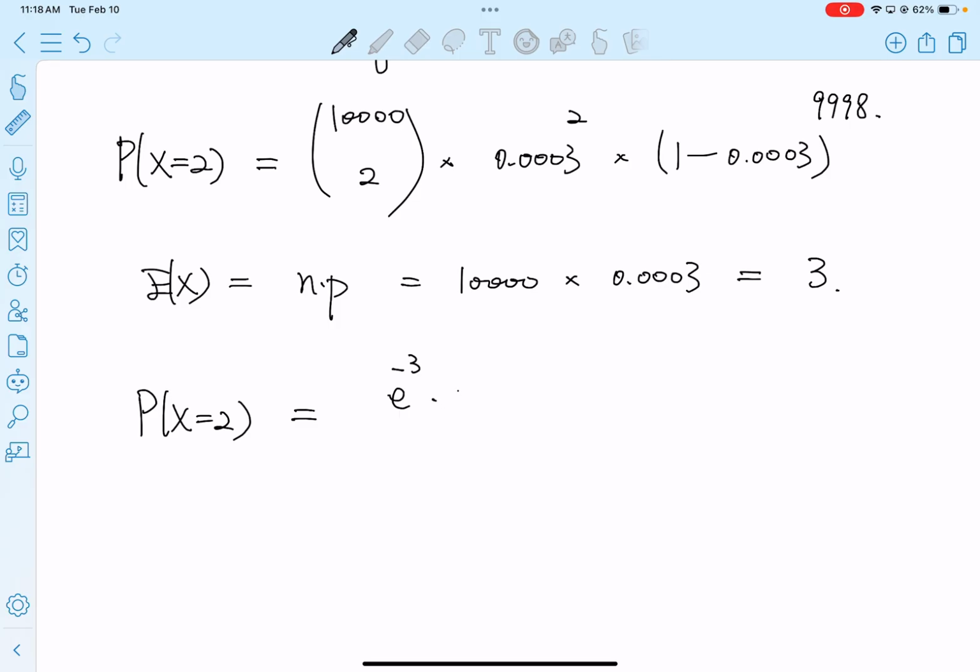Okay, we'll have lambda raised to the power of x. In our case, we are interested in 2 coins, and then x factorial, that is 2 factorial. Okay, so now we can see that.